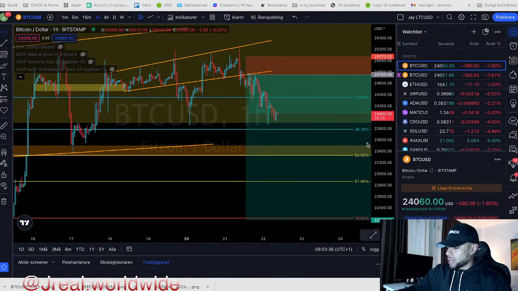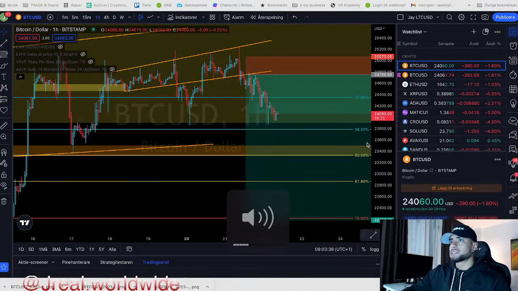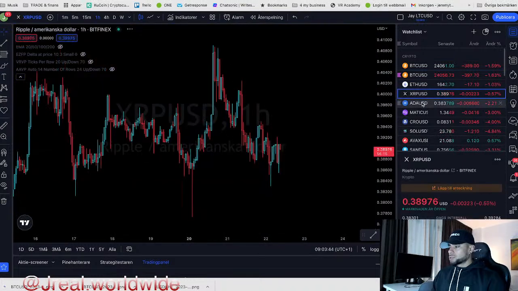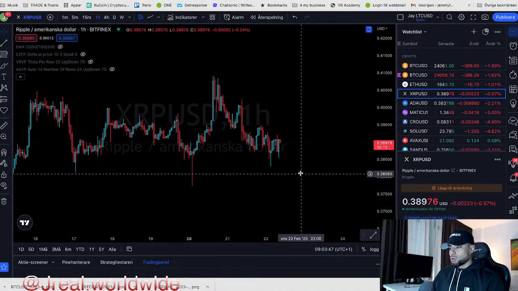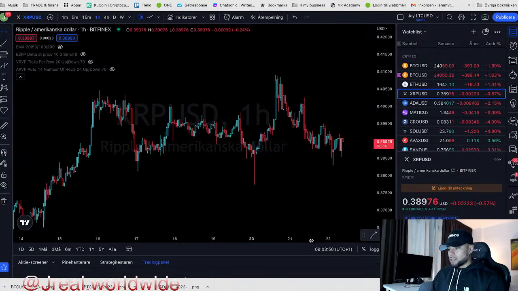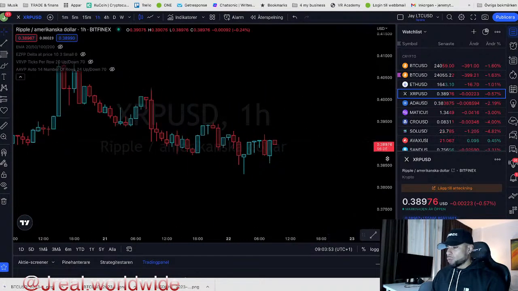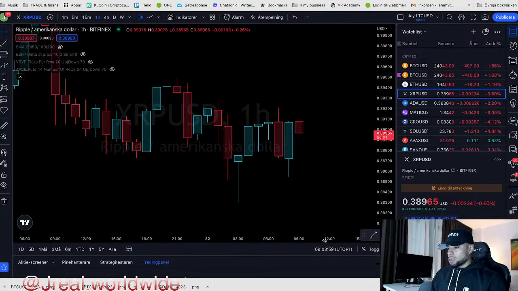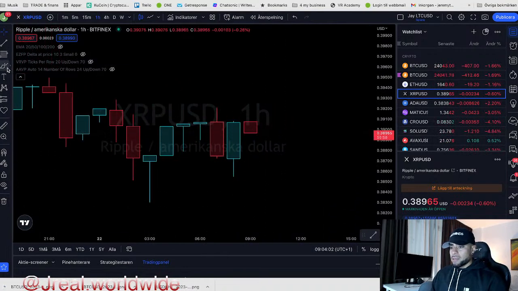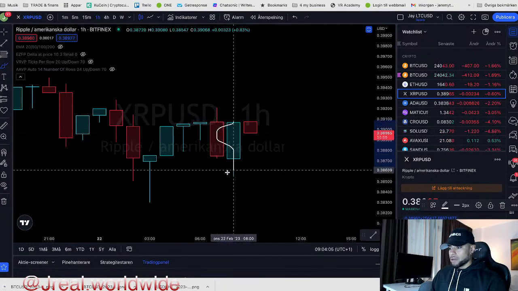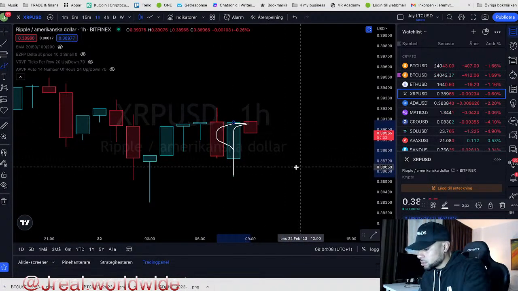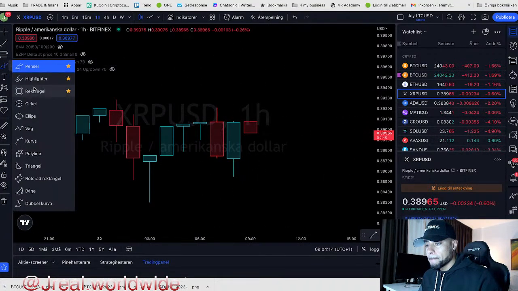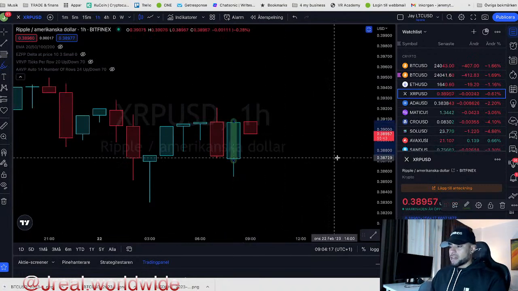What are candles in trading? Candlesticks, that's what it's called. Let's go into the XRP chart because it's more clean, and let's look at it. All right, cool. So what is a candle? What you see in here, this is a candle. All right, so this here, candle.